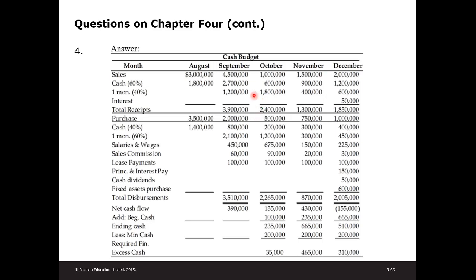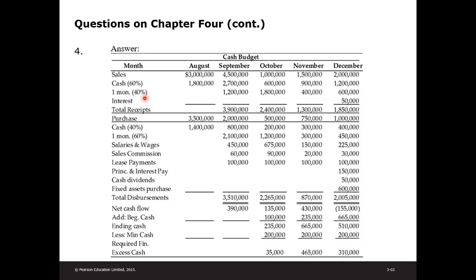First, we need to start with calculating the total cash receipts. Here we have the sales for each month. Then we need to calculate the cash sales for each month, which is 60% of the total sales. So in order to come up with this figure, we need to multiply 3 million by 60% to calculate the cash sales in August. And in September, we will multiply 4,500,000 by 60% to come up with 2,700,000. And in October, we will multiply 1 million by 60% in order to come up with 600,000, and so on for the next months.